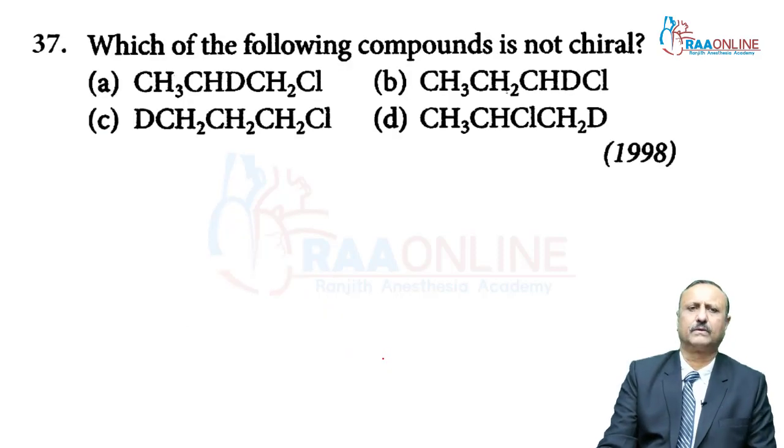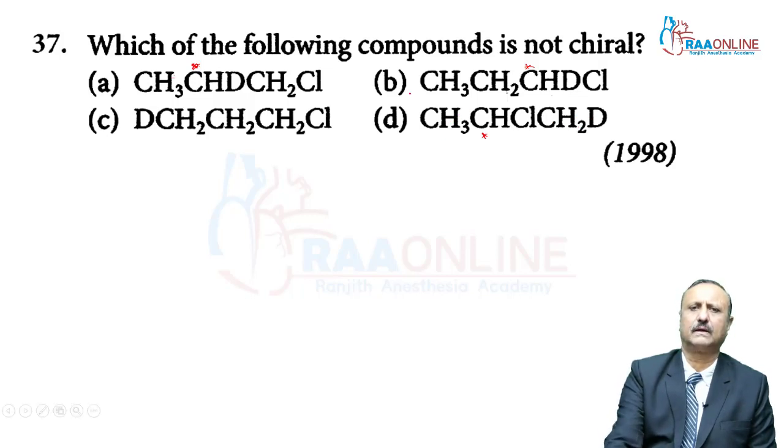Now, my dear students, we can go to question 37. Which of the following compounds is not chiral? In option A, you can see this is a chiral carbon atom, because the 4 groups are different. Here you can see this group is chiral, 1, 2, 3, 4 groups are different. Here you can see D, this is 1, 2, 3, 4 different. Here CH3 and here CH2D, different groups are present. So, these are chiral. Here, my dear students, the answer is C.